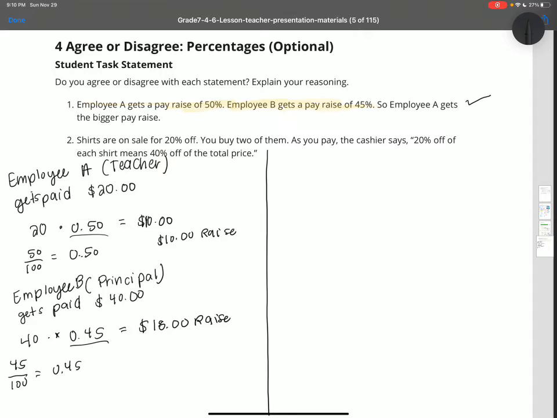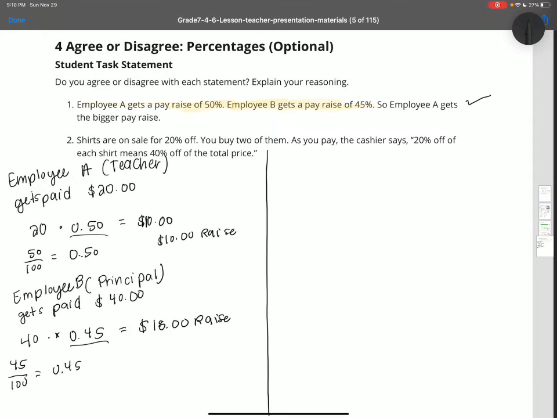So we could say that depending on how much employee A gets paid will determine who's getting the bigger pay raise. It all matters about what portion. Percent represents a portion of something. It doesn't necessarily determine if that portion is bigger or smaller compared to somebody else's portion.